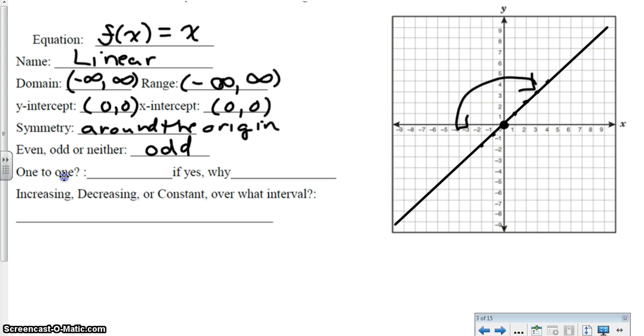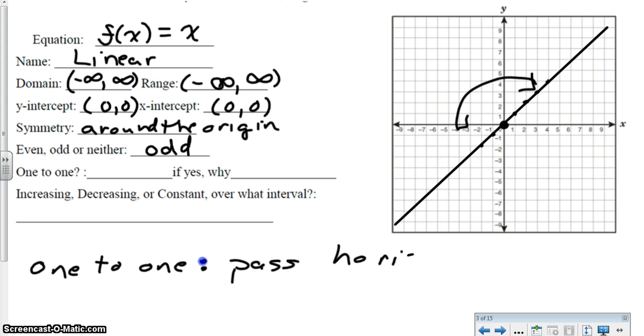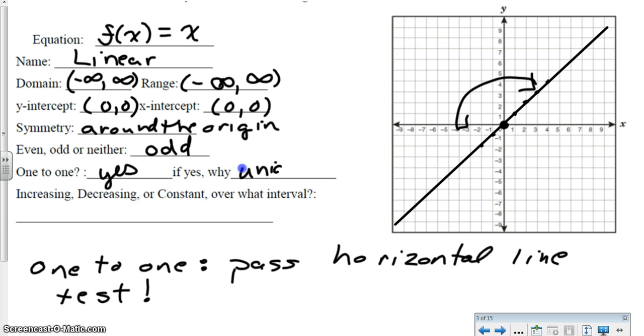Now, ladies and gentlemen, we haven't really talked about one-to-one functions, so you might want to jot this note down where it says important notes. One-to-one function means that it can pass a horizontal line test. And that means for every x value, there is only one y value. And for every y, there is only one x. And so, yes, this is true, okay? Because we have unique x and y, all right?